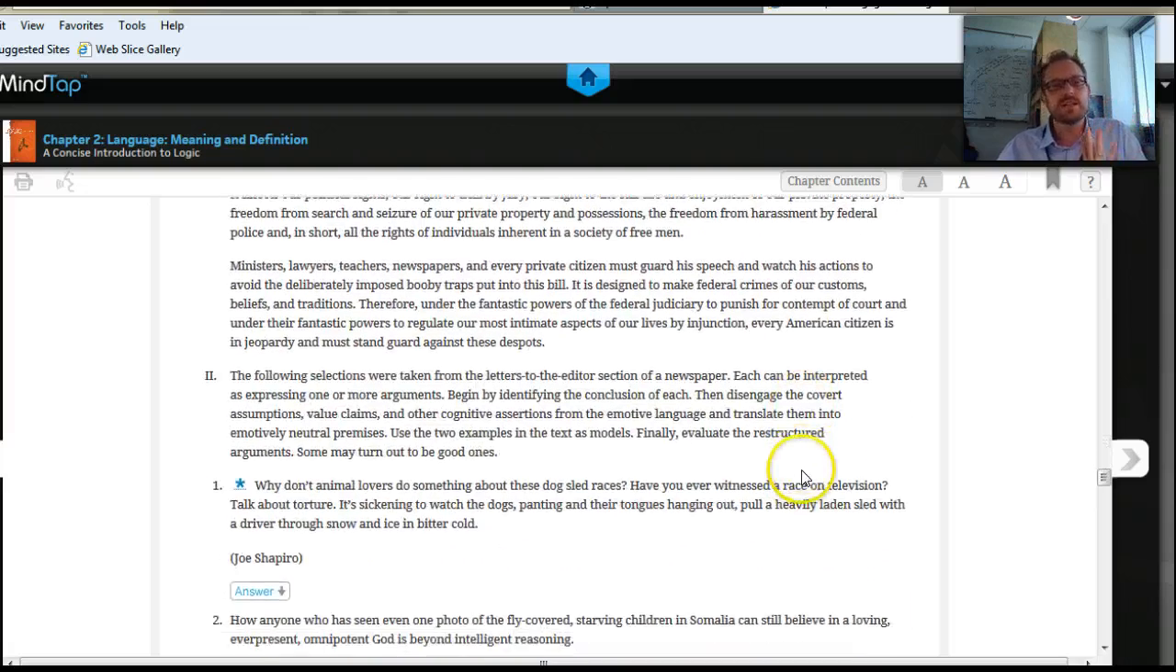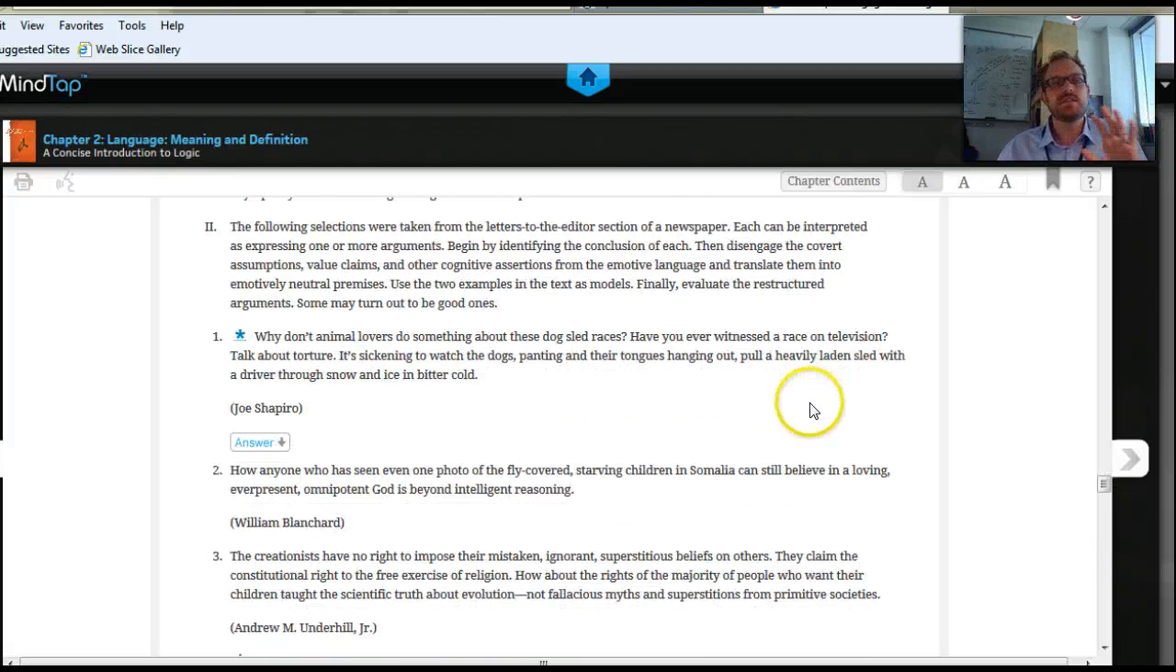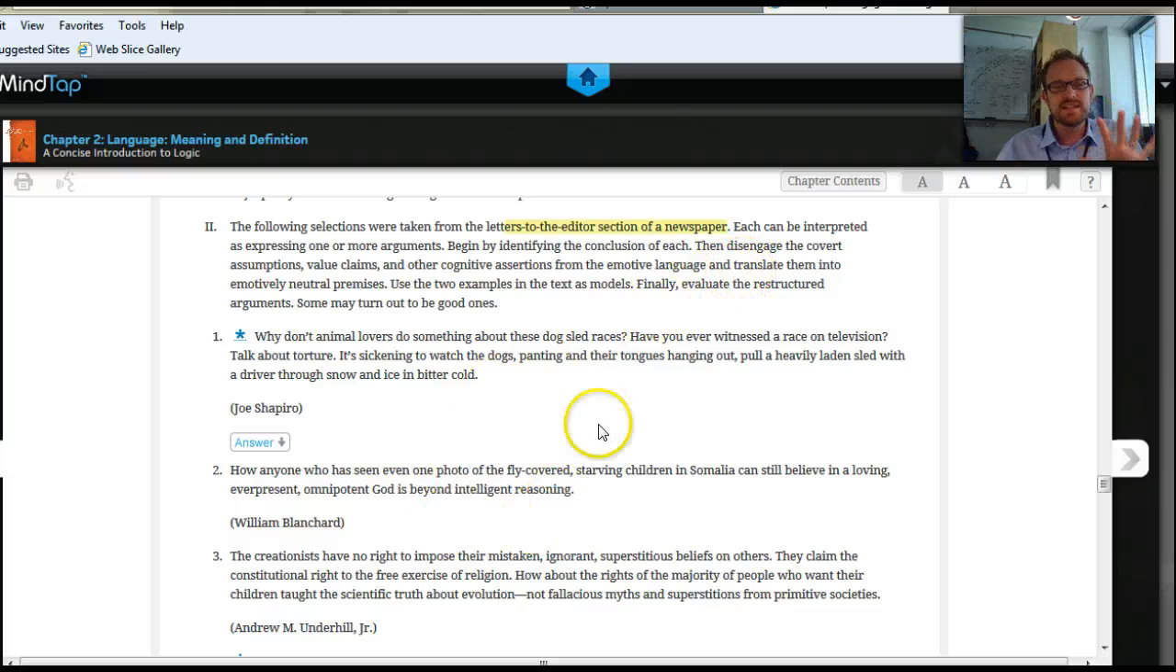I'm not going to sit here and go through this because it'll take too long, but it's a really good exercise to do because we're constantly confronted with things like this. Obviously, maybe not to the same degree the Wallace speech is. But in section 2 here, we'll take a couple of the examples. The following selections were taken from the letters to the editor section of the newspaper. So keep in mind, this is real. People really actually do think these things. This is the way people actually argue.